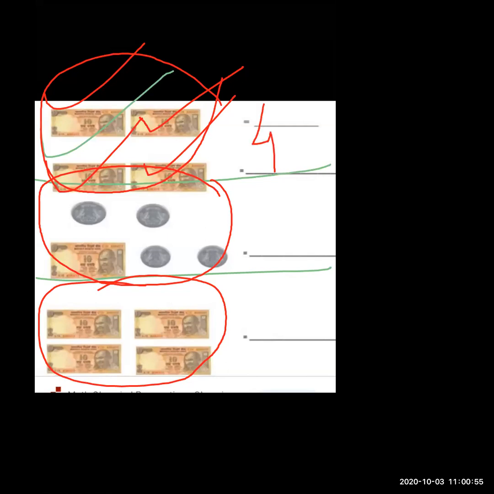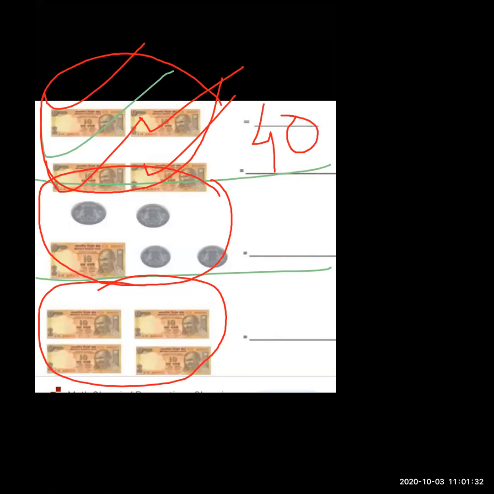Ready? Next one. You want to take out the coins. Identify which coins are there. 1 rupee coins are there. How many 1 rupee coins are there? Tell me. 4 coins are there. Yes or no? See, now I am going to highlight with blue color.